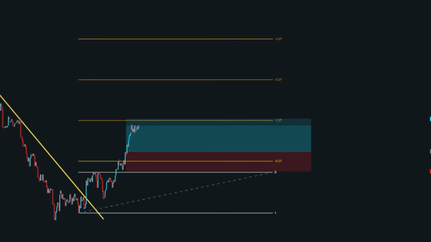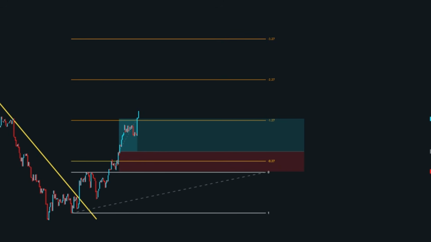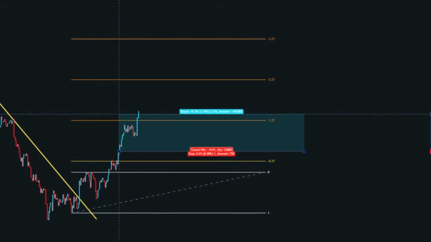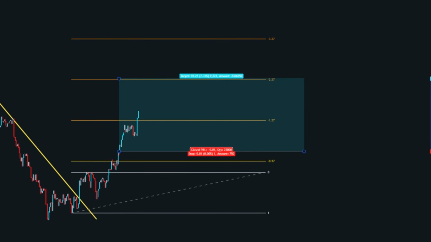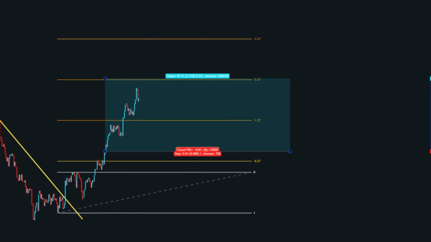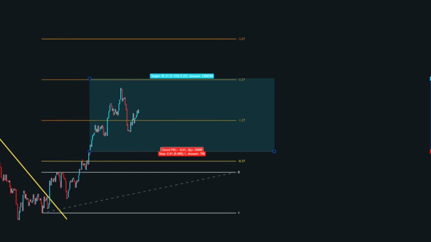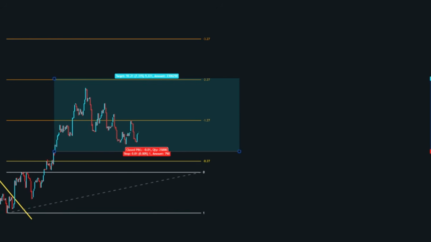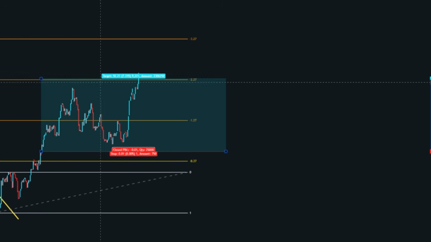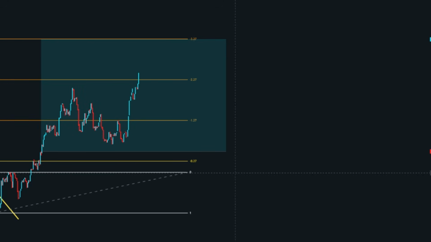I close 60% of my position on minus 1.27 and bring the stop loss to the entry point. That's called breaking even. Then I go for the second target, which is minus 2.27. Then finally, our third target, which is minus 3.27.